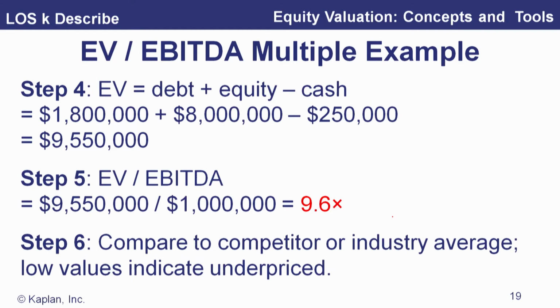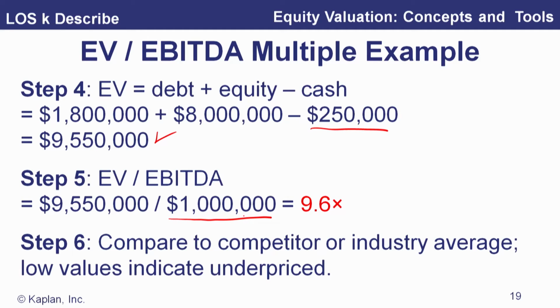So now we've got our pieces together. For step 4, we're going to add the value of debt, the value of equity, back out the value of cash, and we get an enterprise value of $9,550,000. We can divide that by our EBITDA of $1 million and get 9.6.